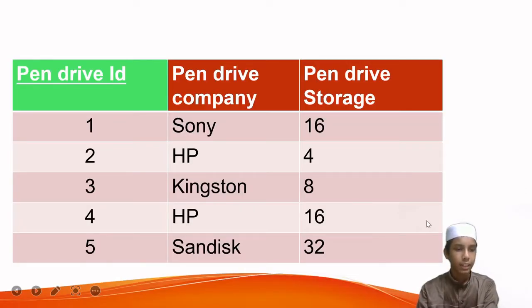So here I have an example of a pen drive table. This is a table which tells the specific information about each pen drive. Here the pen drive ID is 1, the production company of the pen drive is Sony, and the pen drive storage is 16. So it gives the storage information about each pen drive, like the ID, the company that produced it, which is Sony, and what its limit is. Its limit is 16 GB.